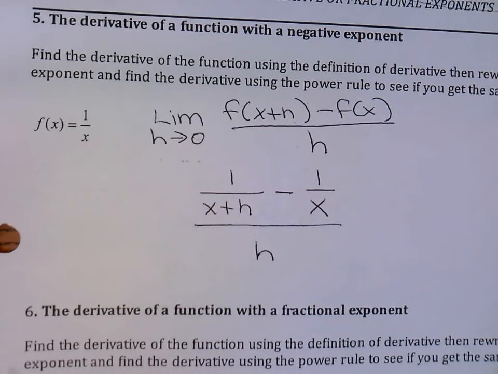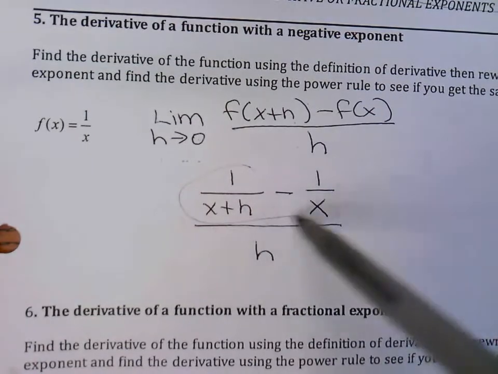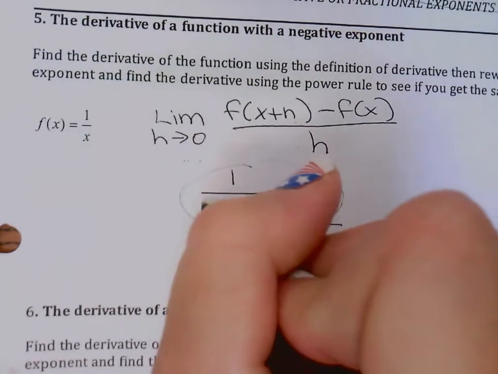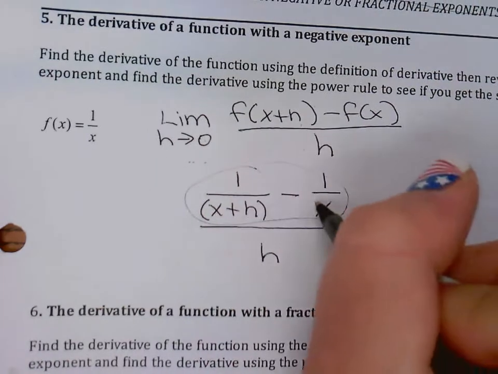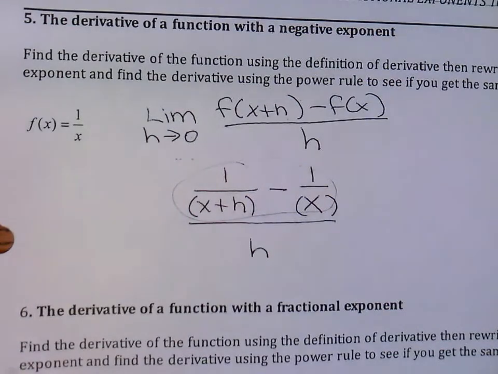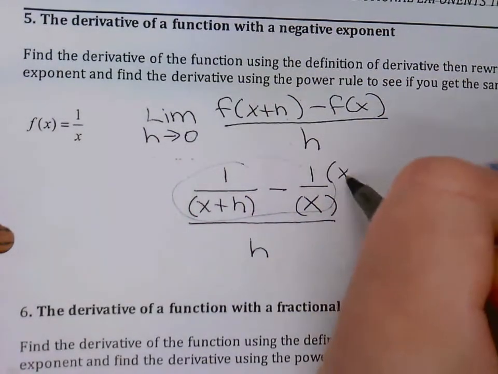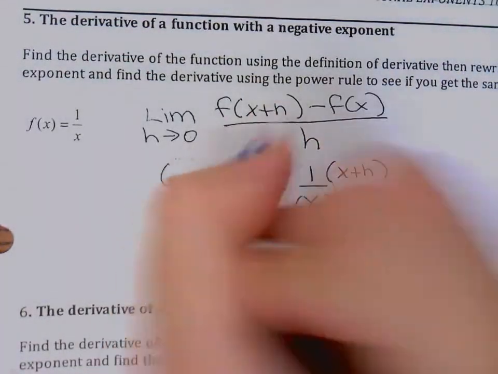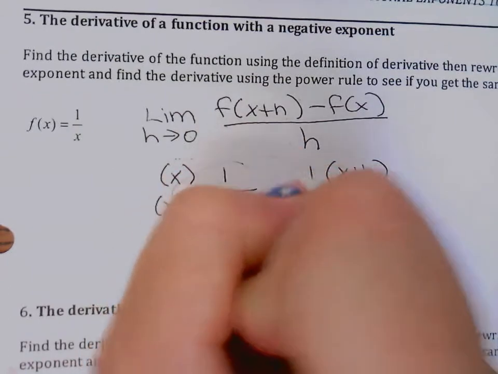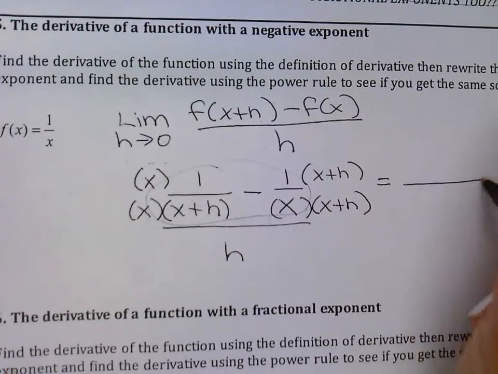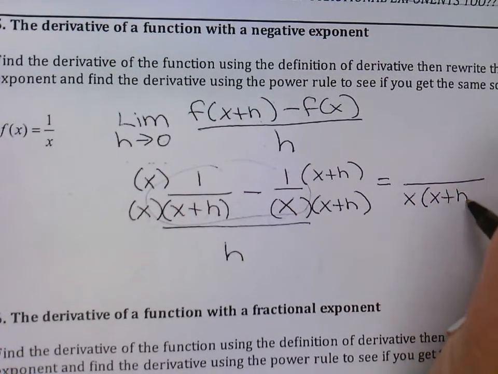So a good first move might be combining these two fractions in the numerator by using a common denominator. The common denominator is going to have to be x plus h times x, because they each have a different factor. This is a good reminder of how to simplify rational expressions. I would multiply by x plus h over x plus h for this fraction, and x over x for this fraction, so that I have a common denominator of x times x plus h.